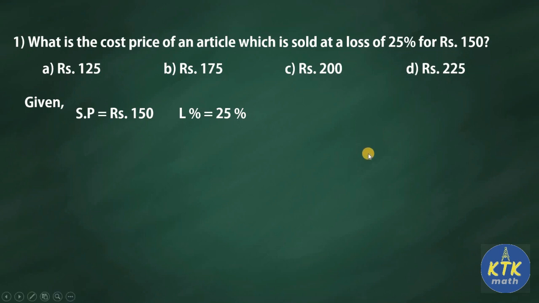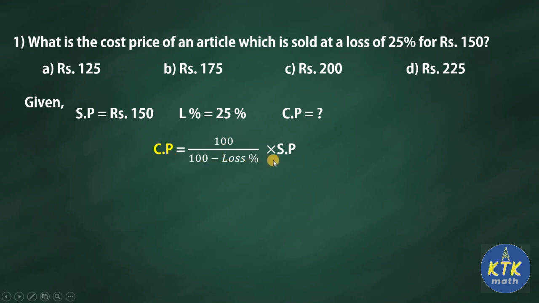Okay, so selling price is 150, loss percentage is 25 percent. So what we need to find? We need to find cost price. Just now we recalled the formula. What is the formula for finding CP directly using loss percentage? 100 by 100 minus loss percentage into SP.